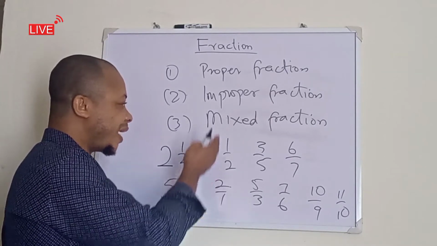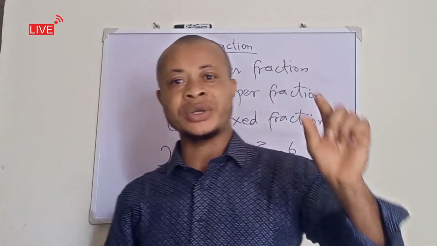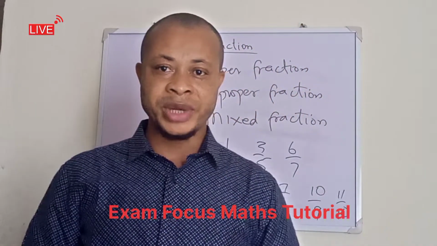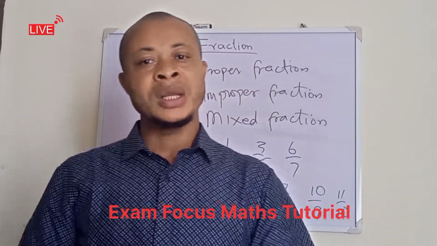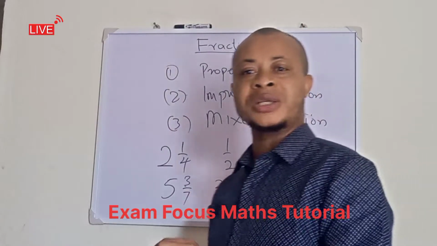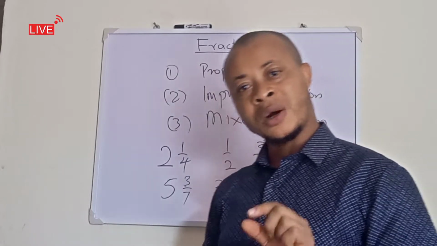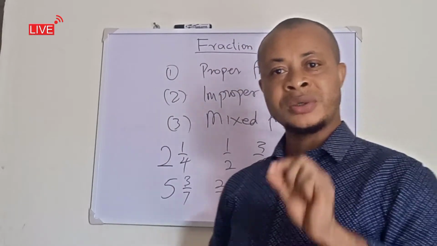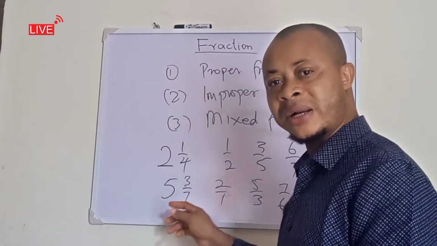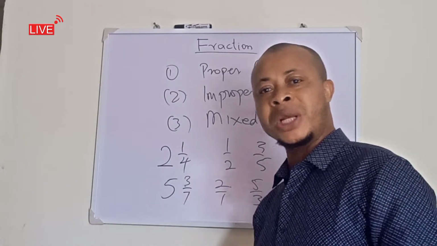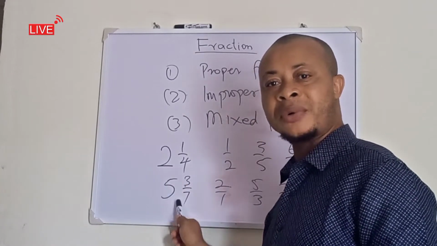Alright, so these are the 3 types of fractions we have. We have proper fraction, a fraction whose numerator is lesser than its denominator, or a fraction whose value is not up to 1. Then we have improper fraction, which is a fraction whose numerator is greater than its denominator, otherwise, a fraction whose value is more than 1. Then the last one, which we have considered now, is called mixed fraction, which is a combination of a whole number and a proper fraction, as you can see from this example on the board.